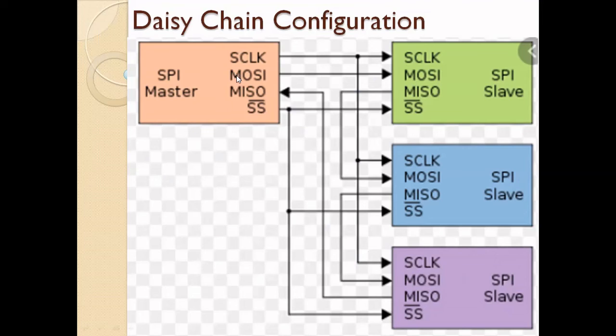Do you understand here? See here, master out, slave in means the master is connected only to slave 1. Next, the output of slave 1 is connected to the slave 2 input. Next, slave 2 output is connected to slave 3 input. Next, slave 3 output is connected to the master input.